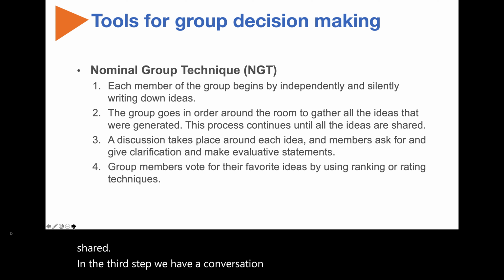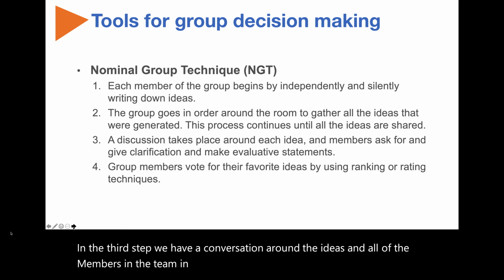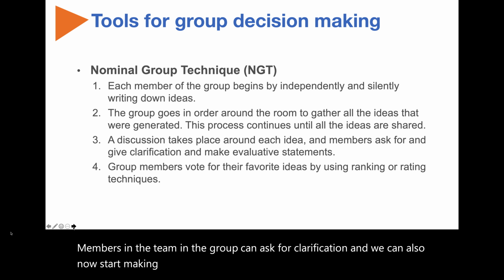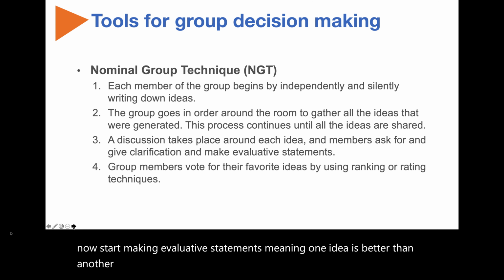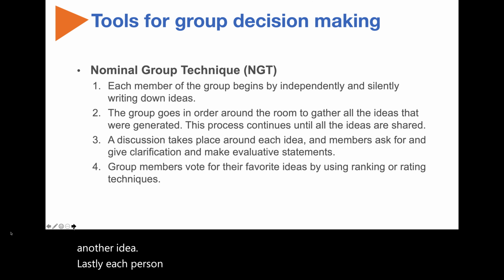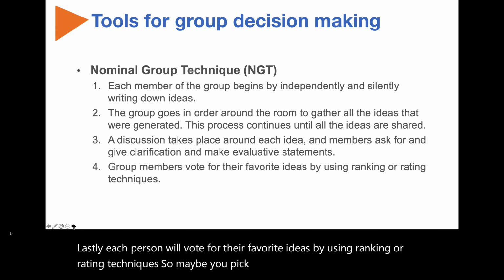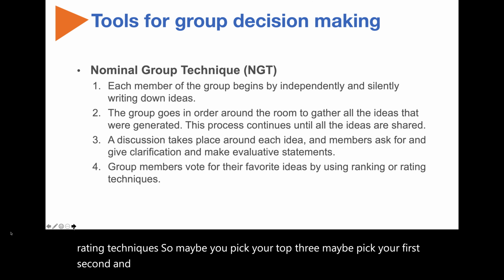Once all of the ideas have been shared, now in the third step, we have a conversation around the ideas, and all of the members in the team, in the group, can ask for clarification. And we can also now start making evaluative statements, meaning one idea is better than another idea. Lastly, each person will vote for their favorite ideas by using ranking or rating techniques. So maybe you pick your top three, maybe you pick your first, second, and third, however you do it.